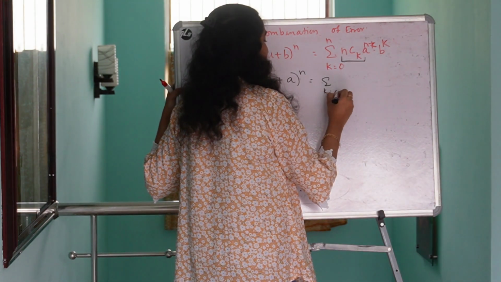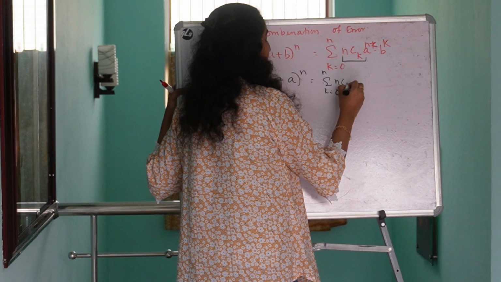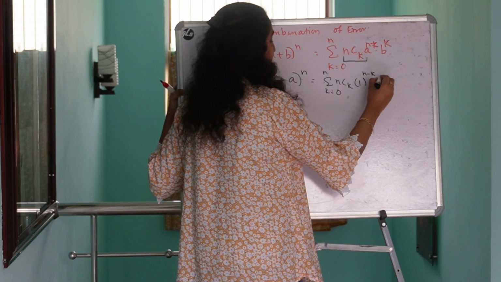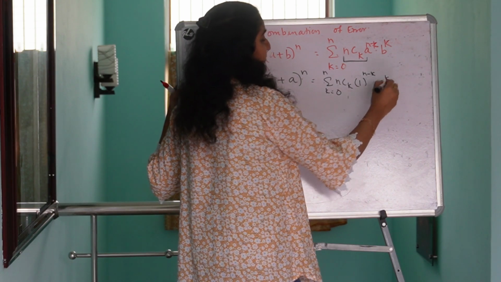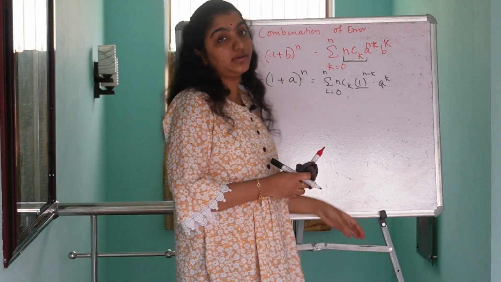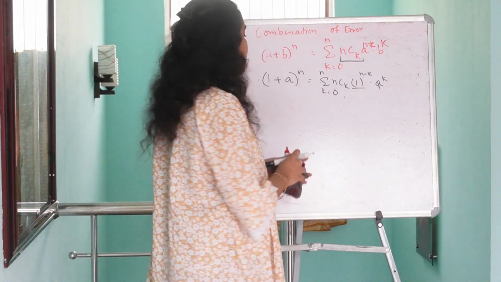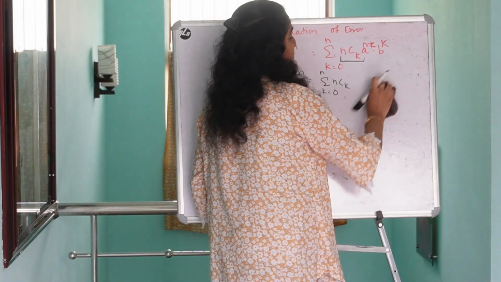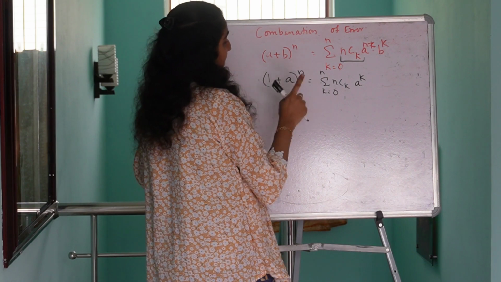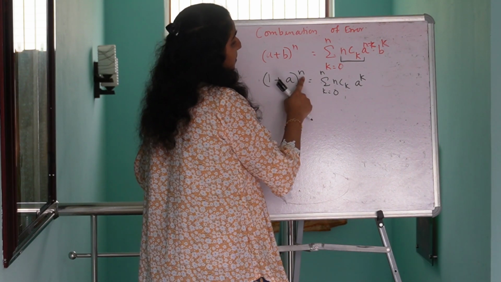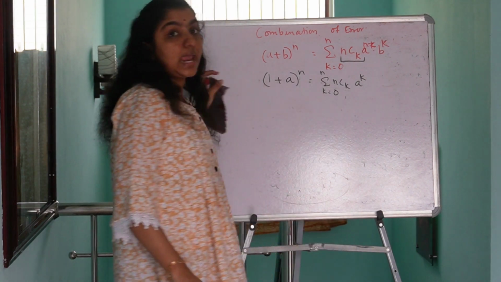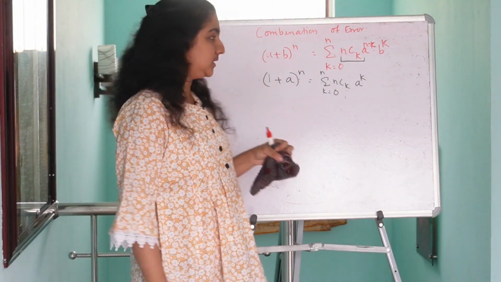K is equal to 0 to n, n c k, here instead of a we can write 1 the whole power n minus k, and here a power k. Isn't it? Yes. Here we know 1 to the power of any value is equal to 1. So we can ignore this term. There is no need of writing this term. So we can say the binomial expansion of 1 plus a the whole power n is equal to sigma k is equal to 0 to n c k a power k. Now I am going to expand this particular term.